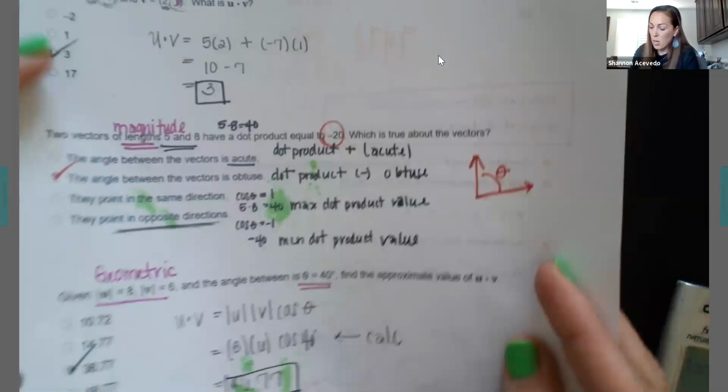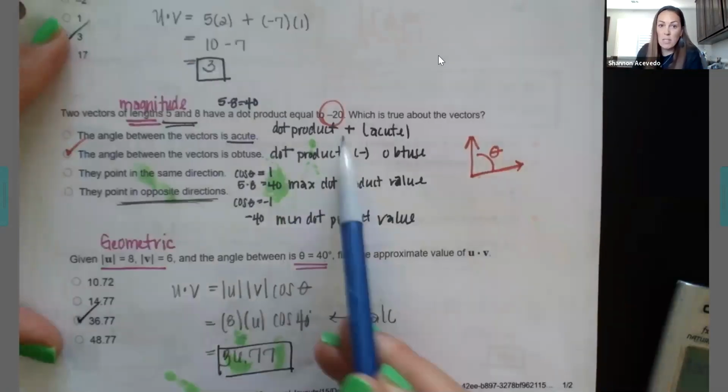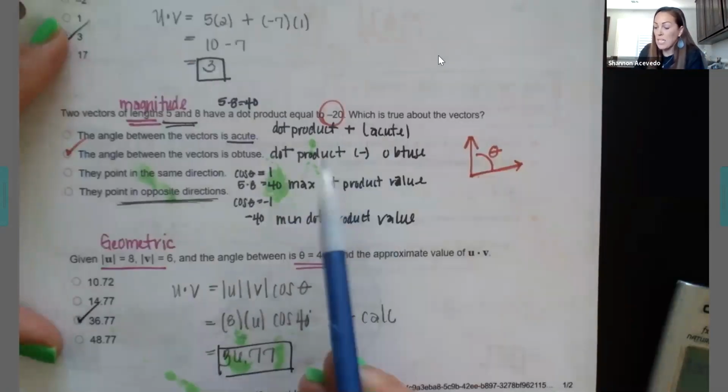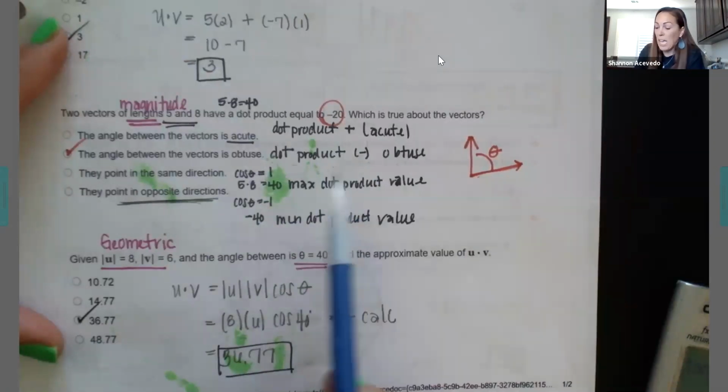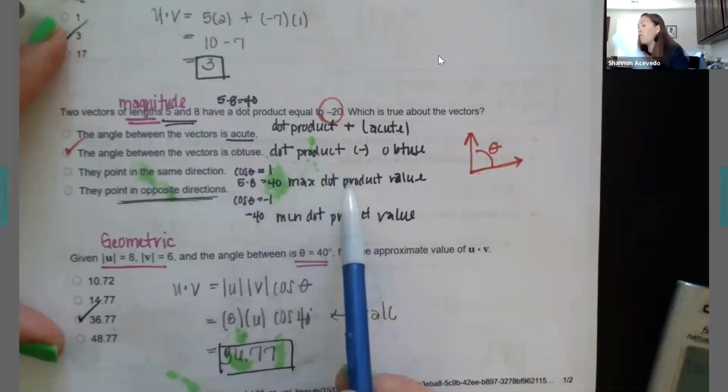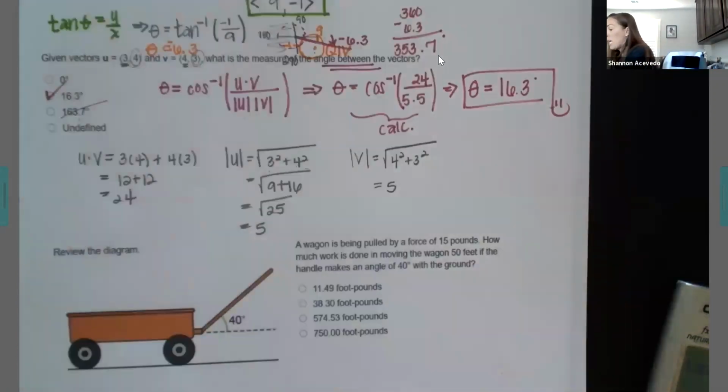It goes with this piece right here: if the dot product is positive, it's acute. If the dot product is negative, it's obtuse. And so just with that idea right there. But if you didn't remember that, you could just plug it in. So you don't have to worry about crossing off options. If you do remember it, then it just helps you eliminate answer choices.